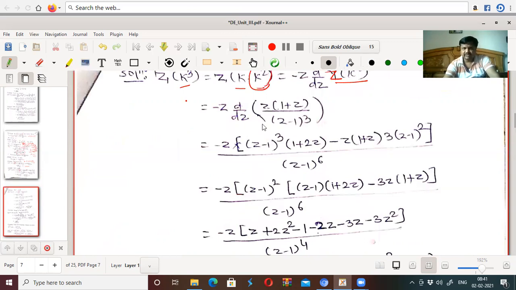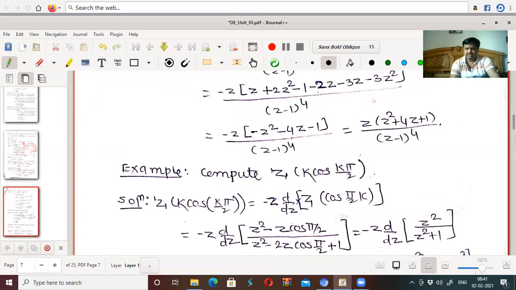So again it's a derivative. A simple calculation gives us z into z square plus 4z plus 1 upon z minus 1 to the power 4.